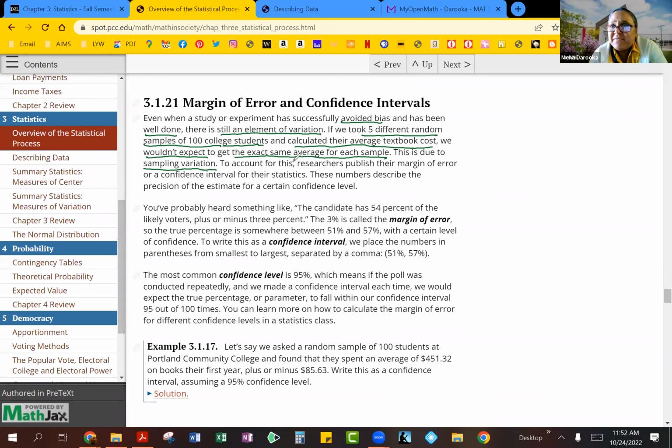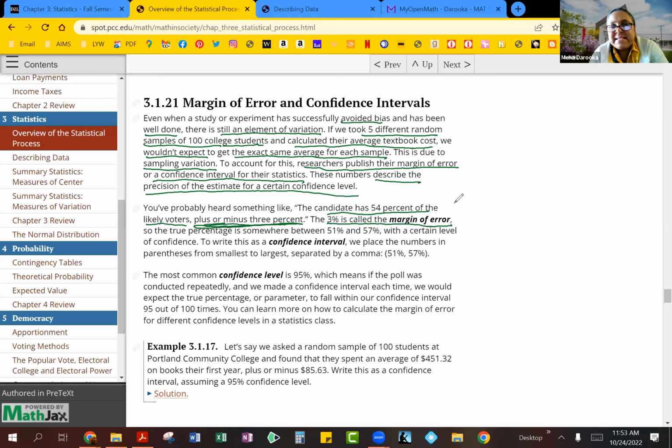So to account for these kinds of variations, we bring in this idea of margin of error. The researchers will publish their margin of error, or they will publish a confidence interval for their statistics. These numbers, margin of error or the confidence interval, basically describe the precision of the estimate of your confidence level. Look at this paragraph over here. If they are saying the candidate has 54% of the likely voters, plus or minus 3%, that plus or minus 3% is the margin of error that we are talking about.